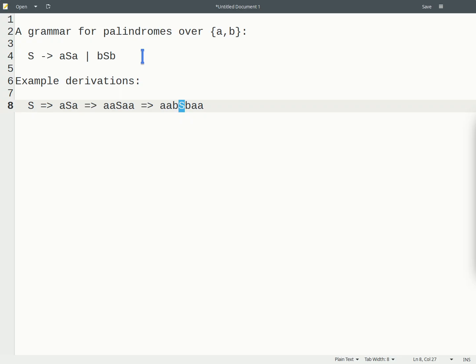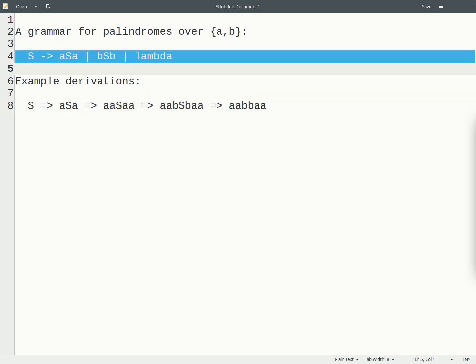So at the moment, the language of this grammar is still empty because we cannot derive any terminal word. We need at least one rule that can rewrite S to lambda. And here lambda is not a terminal word consisting of the letters L, A, M, and so on. It is just the empty word. So now we can derive the word AABBAA. So this is already a nice palindrome.